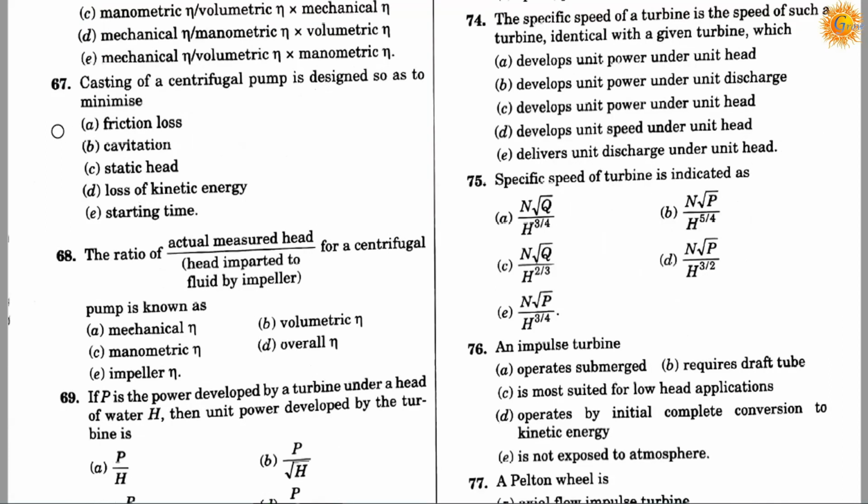Okay, question number 67. Casing of a centrifugal pump is designed so as to minimize option A friction losses, option B cavitation, option C static head, option D loss of kinetic energy, and option E starting time. Correct answer is D, it will be loss of kinetic energy. Question number 68.